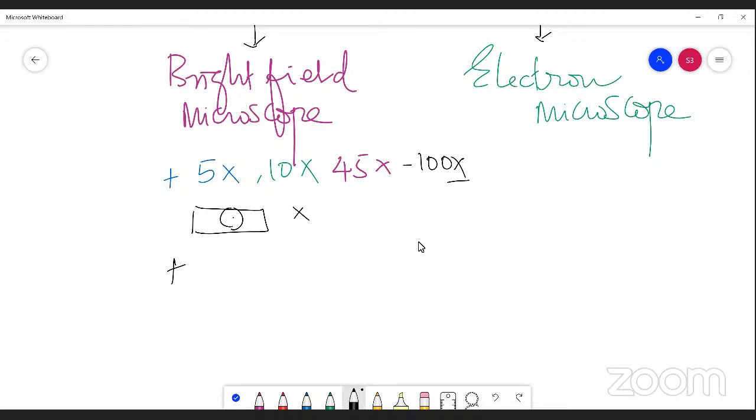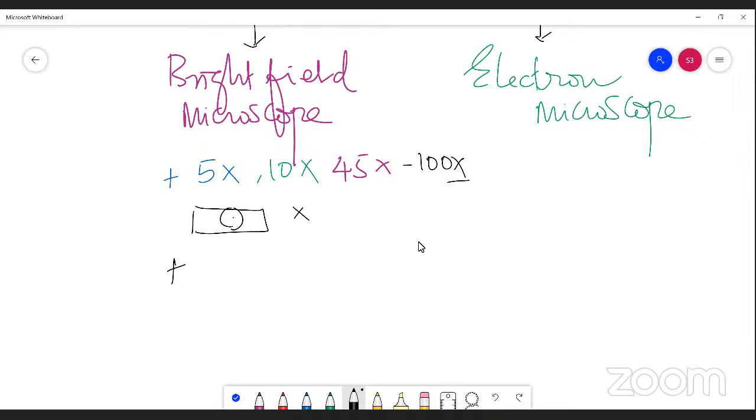It is a 5x lens. Whereas a 10x lens is a type of lens that can be used to view 10 times greater than its normal size. That is a 10x. Whereas 45x means it is a kind of lens which is fixed on the objective lens system, and that can be increased to 45 times an object.